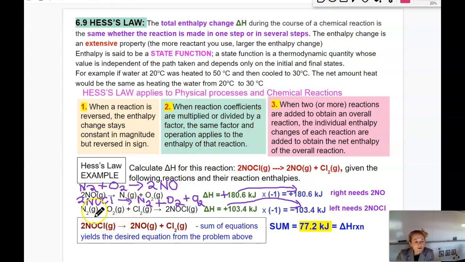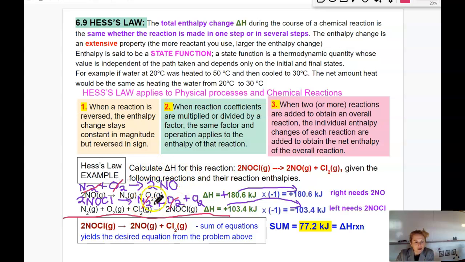And we can go through and we can cancel things out. You remember doing this in prior lessons to make sure that we end up with our sum equation. So we have 2 NOCl, excellent. But here we have N2O2 as a product and as a reactant, so they can cancel out.